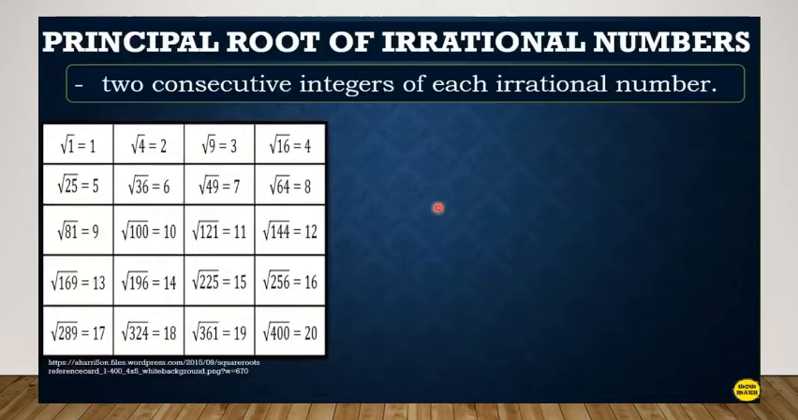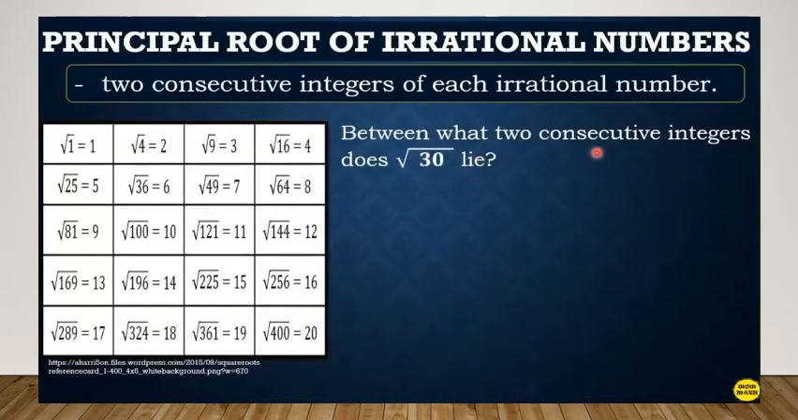Okay, so let's have an example. Between what two consecutive integers the square root of 30 lies? Okay, so paano natin ito gagawin? Okay, so since ang given natin ay square root of 30 and 30 is not a perfect square, that's why it is irrational. Okay, so this is irrational kasi this is not perfect.